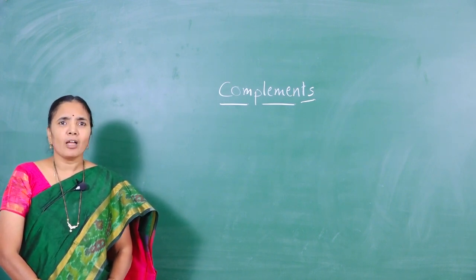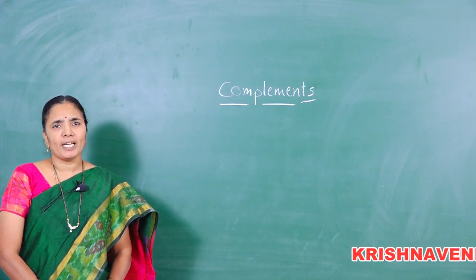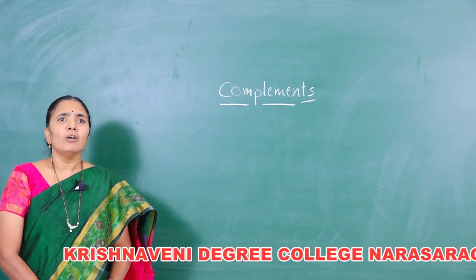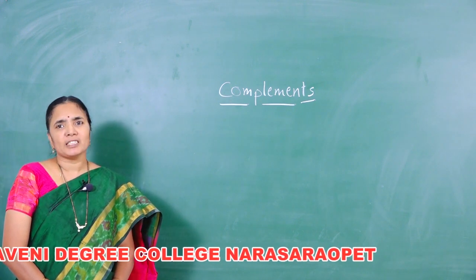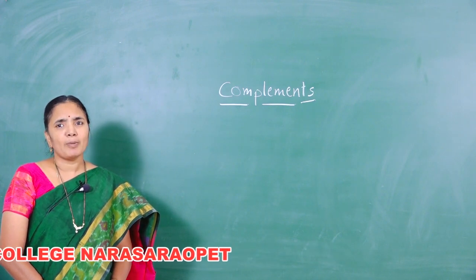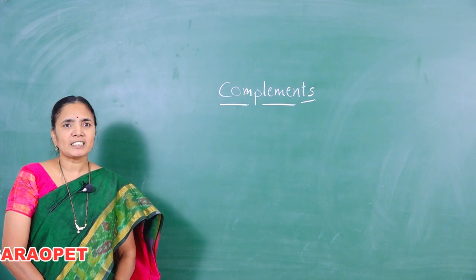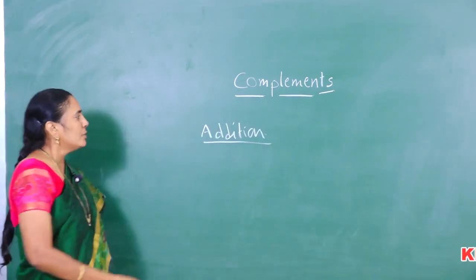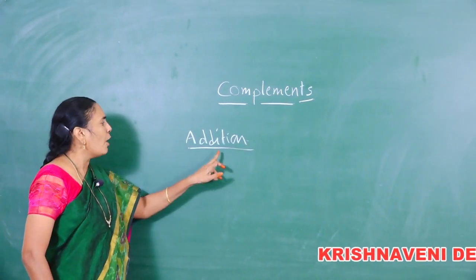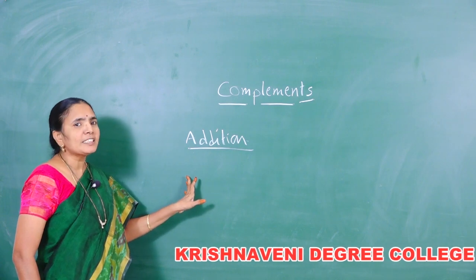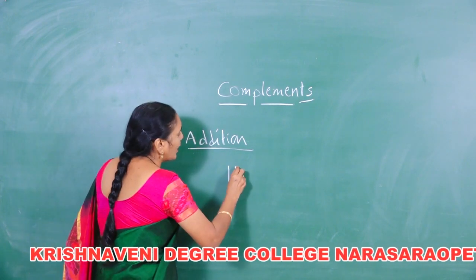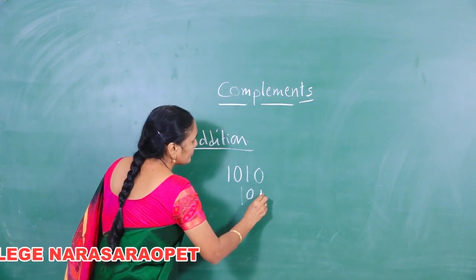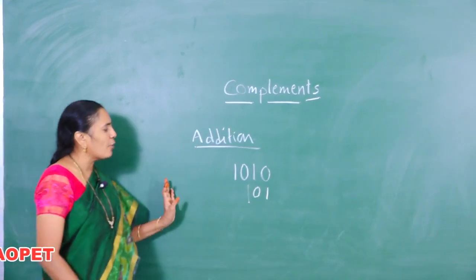Now, let us see how we do the same arithmetic operations in the binary number system whose base is 2. The commonly used arithmetic operations are addition, subtraction, multiplication and division. Let us take two numbers and do all these arithmetic operations. In order to perform addition on binary numbers, let us take two numbers, that is 1010 and 101. Let us try to add this.